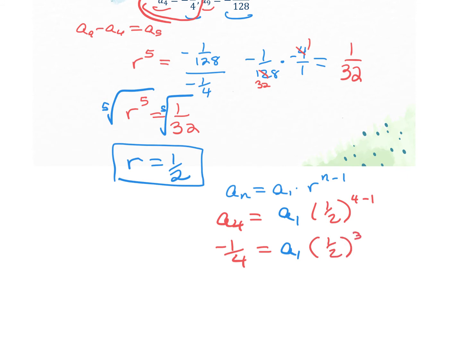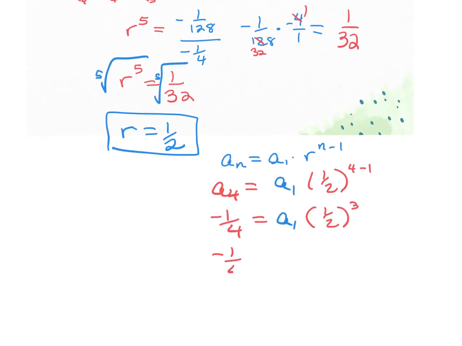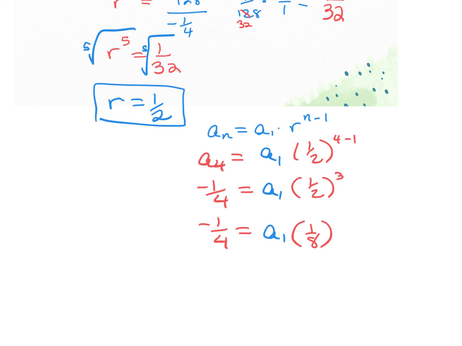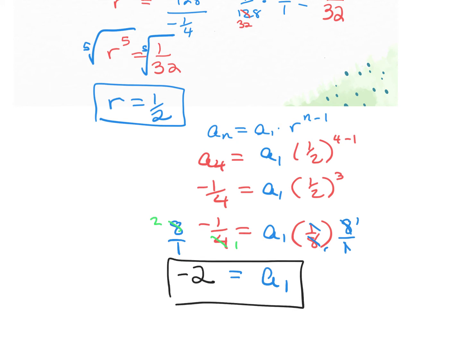I now need to evaluate that exponent. 1/2 to the third power is 1/8. I now need to divide both sides by 1/8. Whenever I see a fraction next to a variable, I think reciprocal. So I'm going to multiply both sides by the reciprocal, which is 8 over 1. Because then this simplifies to a 1, and I'm just left with a sub 1. And then this will also simplify, and I'm left with negative 2. So my first term is negative 2, and my common ratio was 1/2.